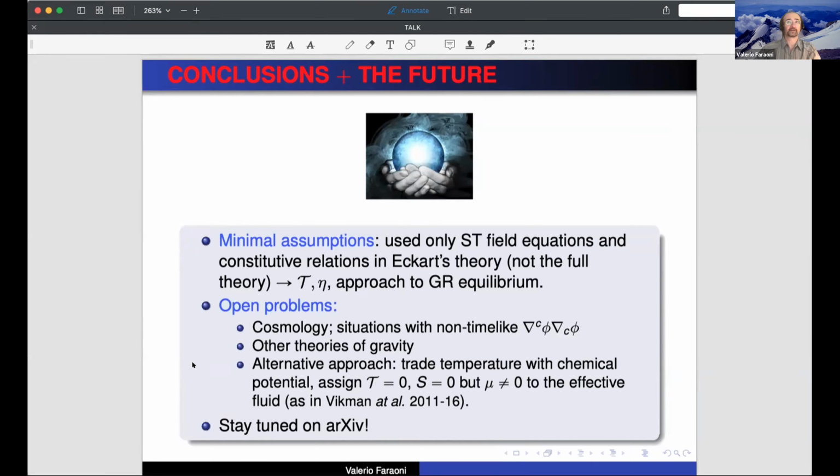You could say that instead of having temperature, we could trade temperature with chemical potential, assign zero temperature and zero entropy to the theory of gravity, to this effective scalar-tensor fluid, but give it a chemical potential that is different from zero. This was done for some restricted theories by Wittmann and collaborators almost 10 years ago now. All of this should come out in the next month or two. So if you're interested in this kind of idea, please stay tuned on arXiv.